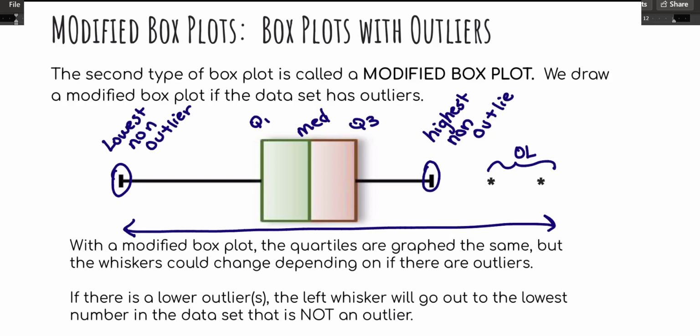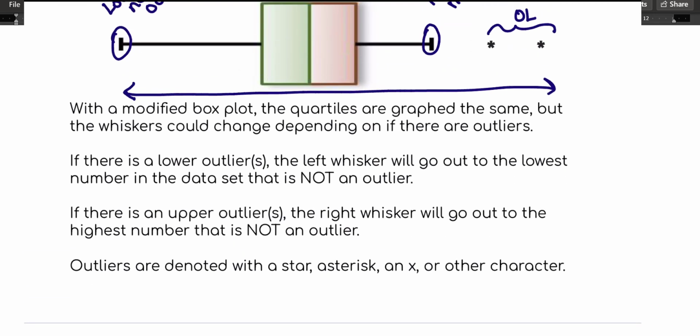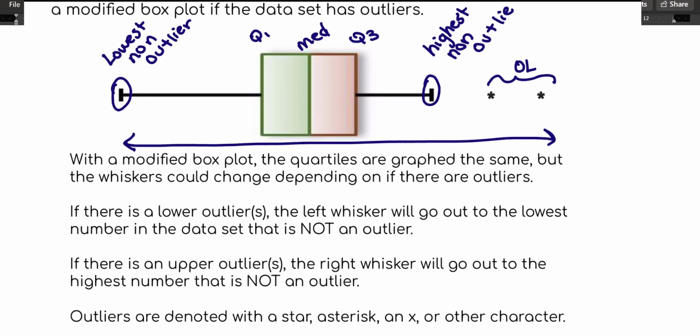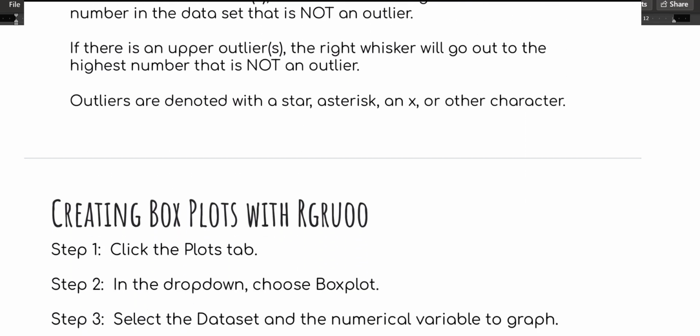Rguroo will do both for you. You can identify outliers with stars, with asterisks, with X's. It's up to you. Rguroo identifies them. You'll be able to see them when we graph one in a minute.